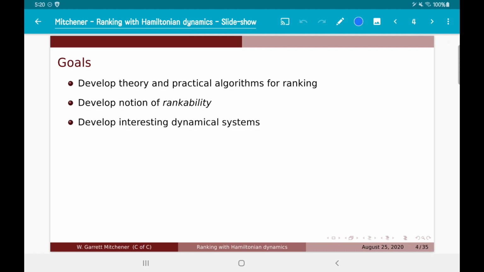But a third goal is to develop interesting dynamical systems. So not only am I interested in the data science aspects of this, but also maybe there are dynamical systems that have something to do with ranking, and we can use knowledge from data science to understand how these dynamics work.